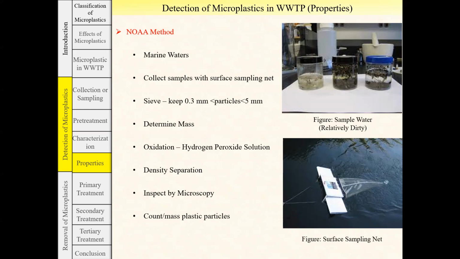Although this separation does not actually remove the organic or inorganic matter. So for that, we need to take help of oxidation by hydrogen peroxide for removal of organic matter, and also density separation by sodium chloride for removal of inorganic matter. So after pre-treatment, we may inspect microplastic through microscope and spectrophotometer for further identification. Okay.